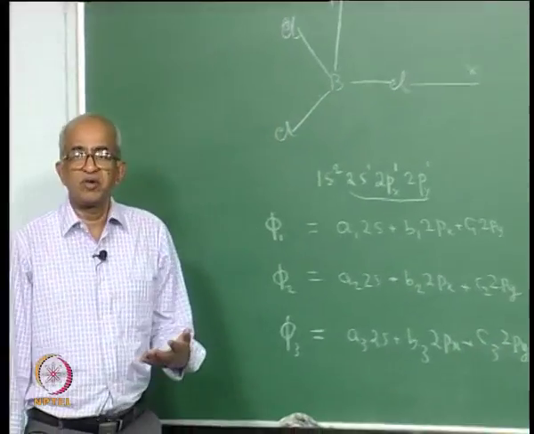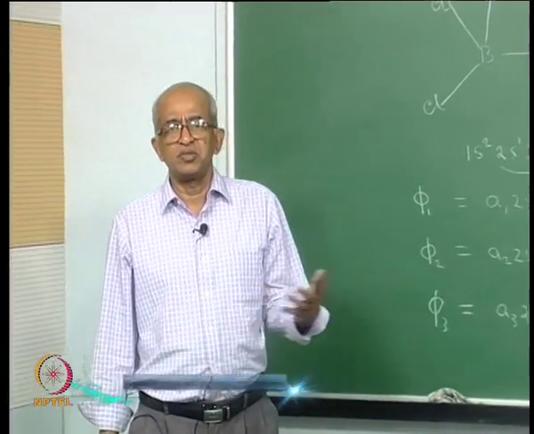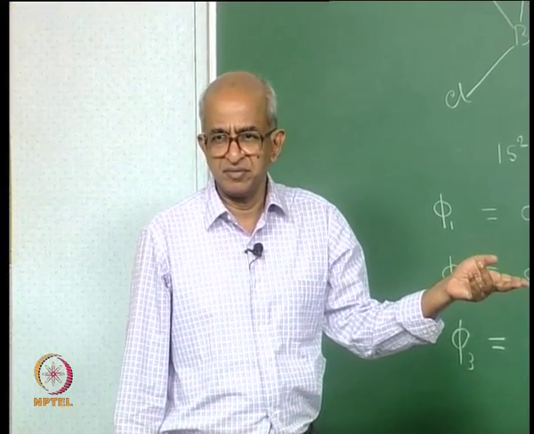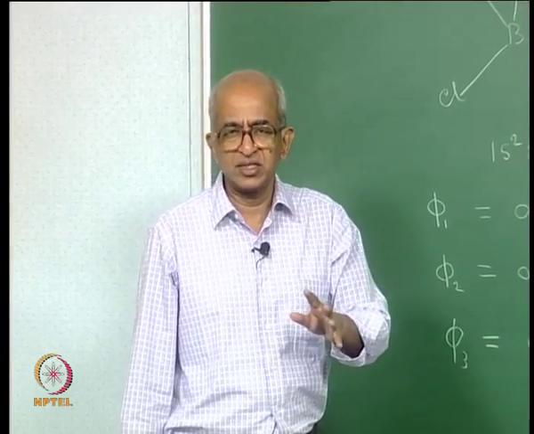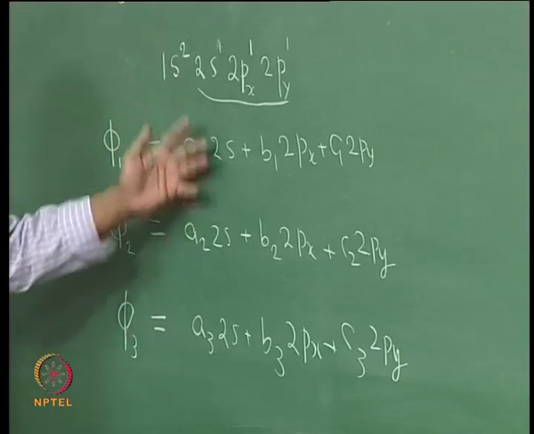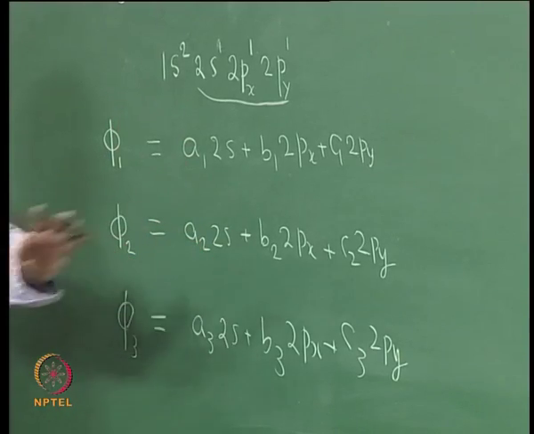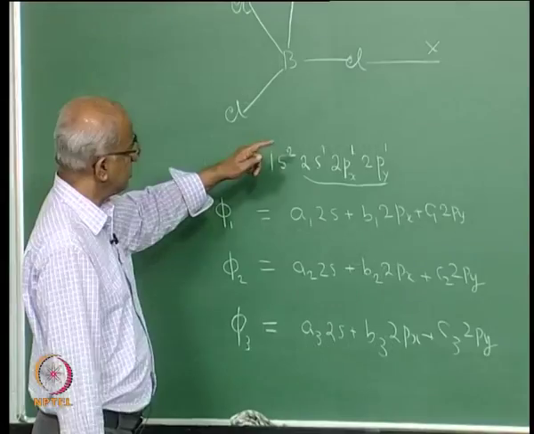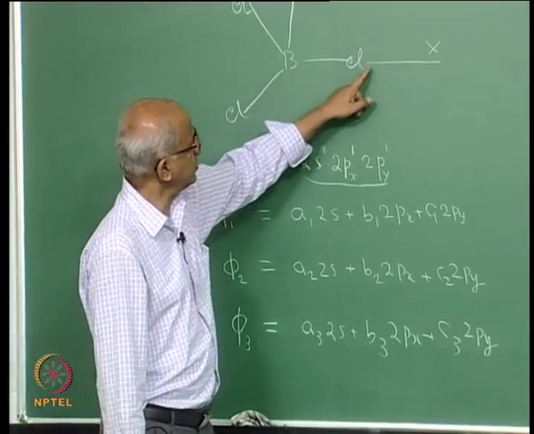And of course, what do we want to do? We want all these orbitals to be normalized. Not only should they be normalized, they should all be orthogonal to one another, right? And so using these conditions and some physical arguments, we will determine all these coefficients, a1, a2, a3, b1, b2, b3 and so on. Straight away I can make a simplification here, because of the way I have chosen the geometry.